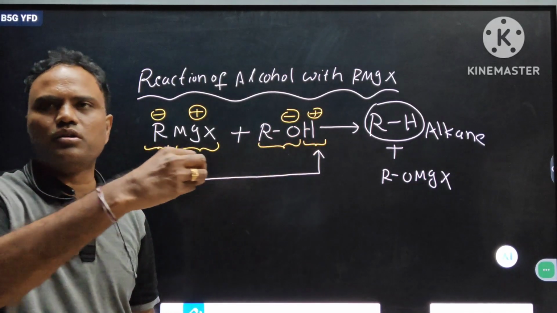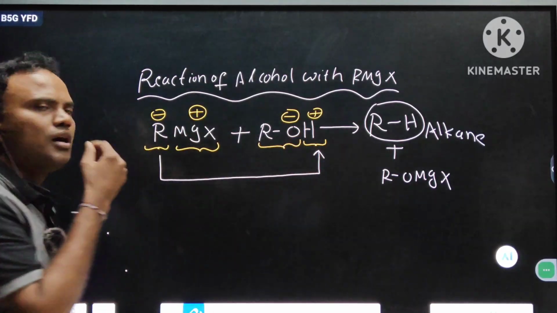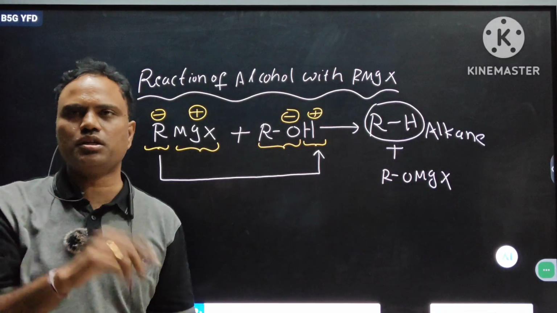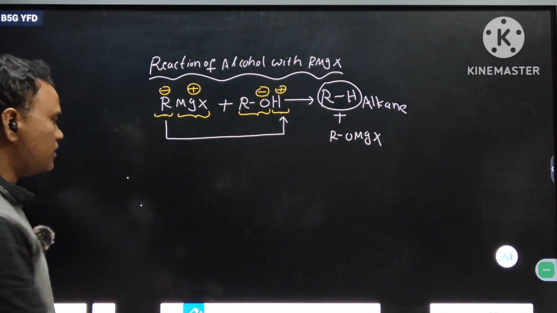Remove hydrogen from the alcohol and attach to R, because hydrogen is positive and R is negative. In the Grignard reagent, R is negative. See this example.